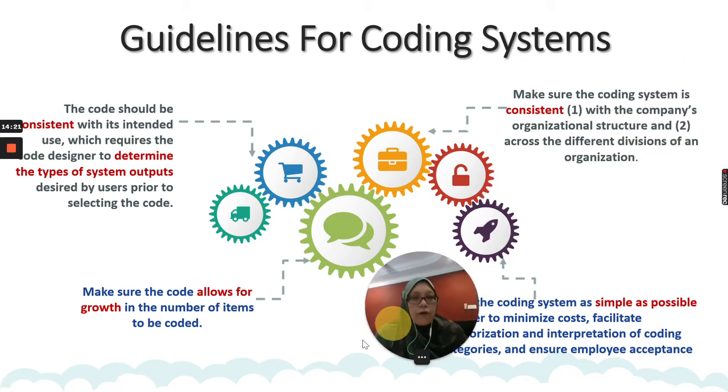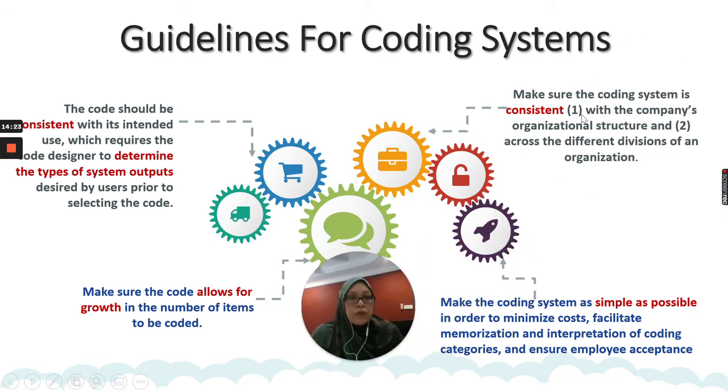Then the fourth one is to ensure the coding system is consistent with the company's organizational structure and also consistent with the different divisions of the organization. So let's say in the sample chart of accounts just now, all other divisions also use the same coding for the chart of accounts. Okay, so consistent in that way. So those are some of the guidelines for when they want to design the coding.